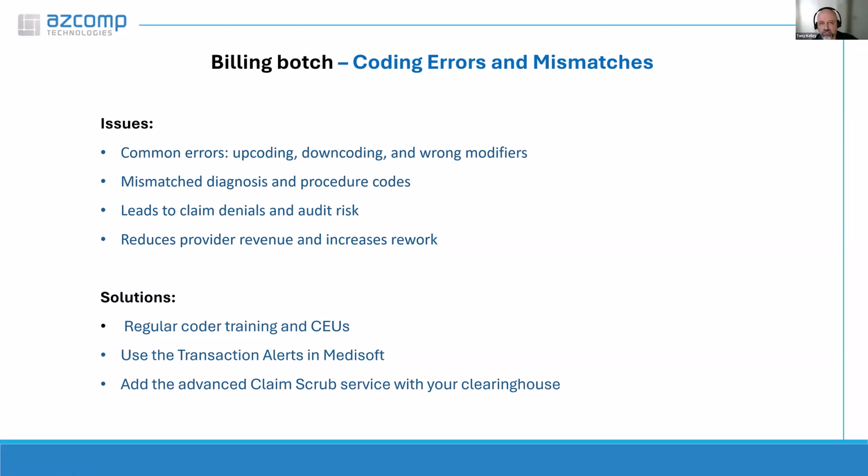Okay, so you should be able to see coding errors and mismatches. That's our next topic we're highlighting. So the issues that you come across are common errors: upcoding, downcoding, wrong modifiers. I know I'm telling you all things that you already know, right? Mismatch diagnosis and procedure codes. You're probably getting a headache just hearing this. Claim denials, audit risk, reduced provider revenue, increased rework.